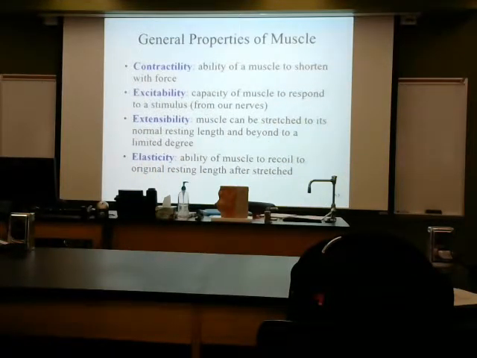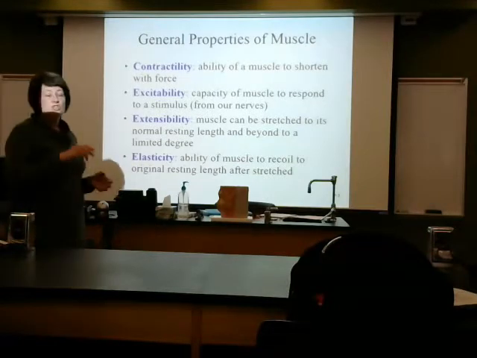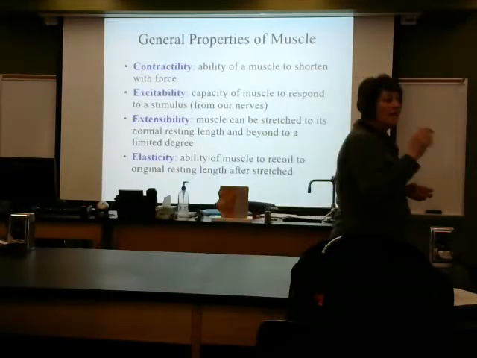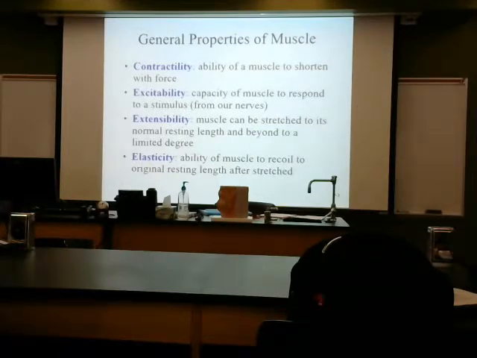We're going to say that for skeletal muscle and smooth muscle, it is going to respond to a stimulus from the nervous system. Which one did I leave out? My skeletal muscle and my smooth muscle has the ability to respond to a stimulus from the nervous system. I left out cardiac. Why?